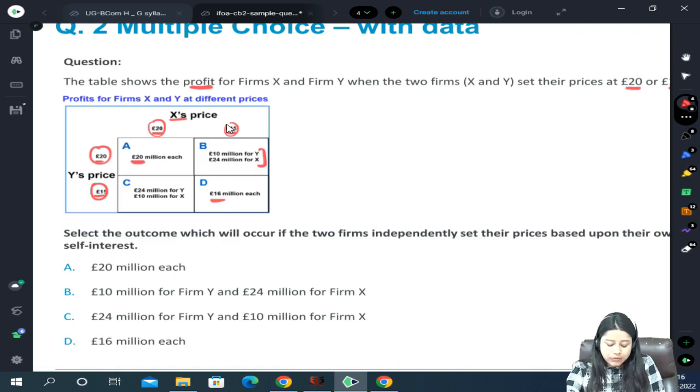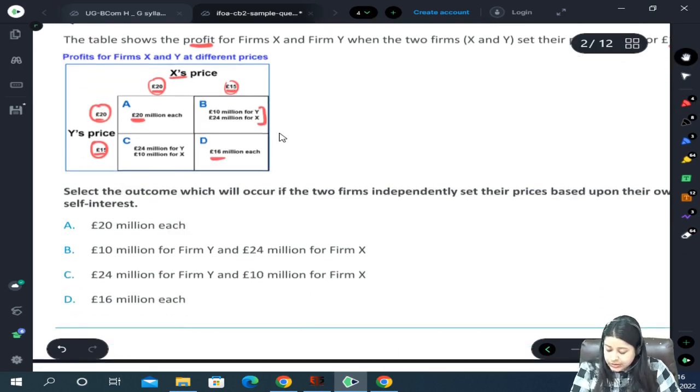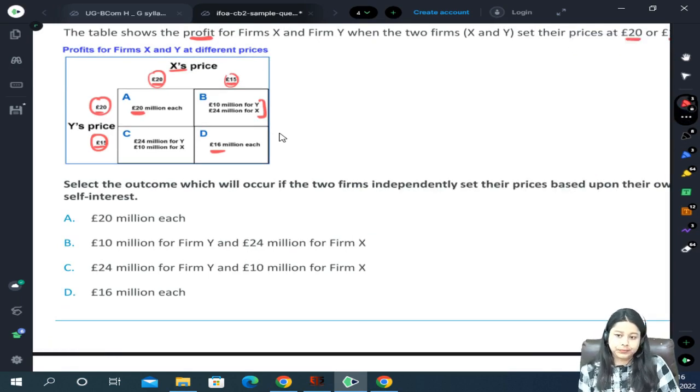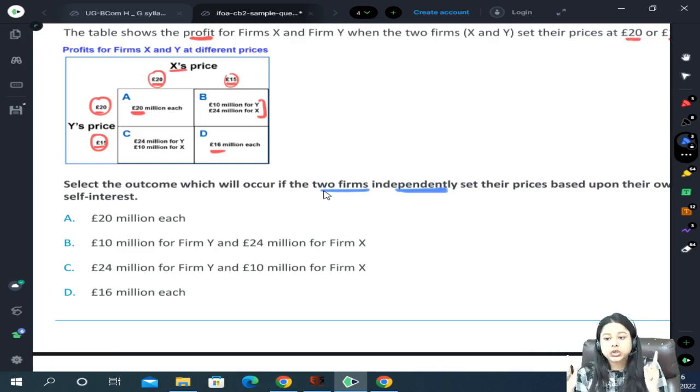This is basically a prisoner's dilemma kind of question. Let's quickly solve this. What can be the answer? You all can reply in the chat box. Now read the question. Select the outcome which will occur if two firms independently, so they are not colluding, it's a duopoly situation, there are two firms, set their prices based upon their own self-interest.